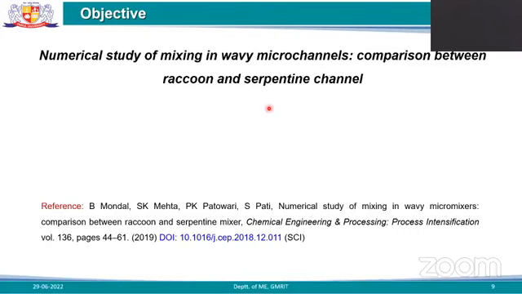One numerical work has been carried out in the same field. The work objective is a numerical study of mixing in a microchannel, comparison between Dacon and serpentine channel. It was published in the Chemical Engineering and Processing: Process Intensification journal in the year 2019. We have carried out this work. I will show how this work has been carried out, what methods have been used, and how we got the result.